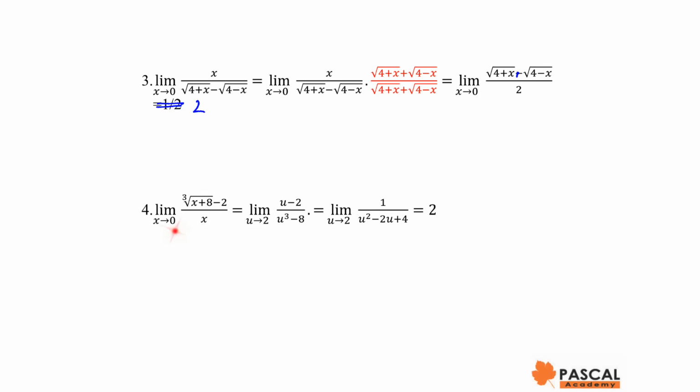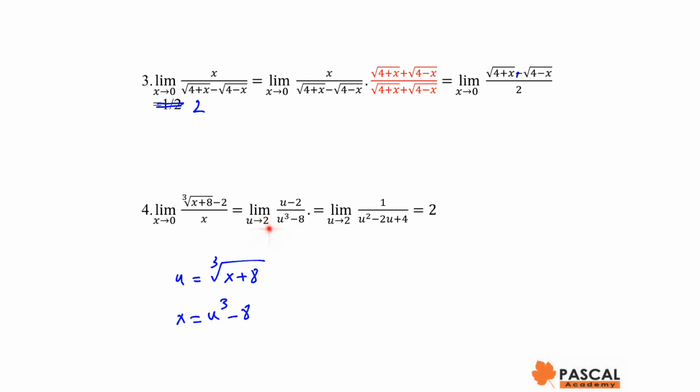Next example: limit of cube root of x plus 8 minus 2 divided by x. We assume the cube root of x plus 8 is u. Then x would be u³ minus 8. The fraction can be written as u minus 2 over u³ minus 8 by this assumption. When x approaches 0, the cube root of x plus 8 approaches the cube root of 8, which is 2.